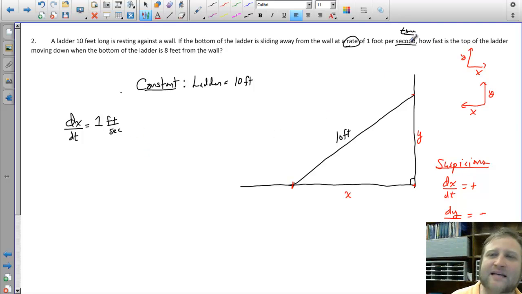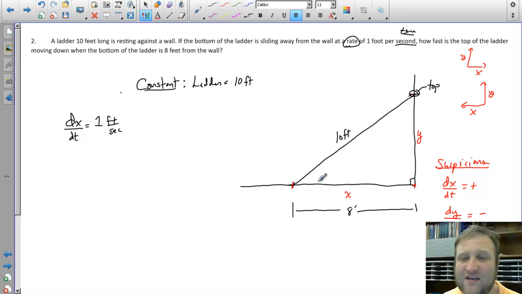So now it says: How fast is the top of the ladder moving down when the bottom of the ladder is 8 feet from the wall? Okay, so how fast is the top? This right here is the top. How fast is the top of the ladder moving down the wall at the specific instance when the bottom of the ladder is 8 feet from the wall? So we're looking at the specific instance when the bottom portion of this ladder is 8 feet from the origin.